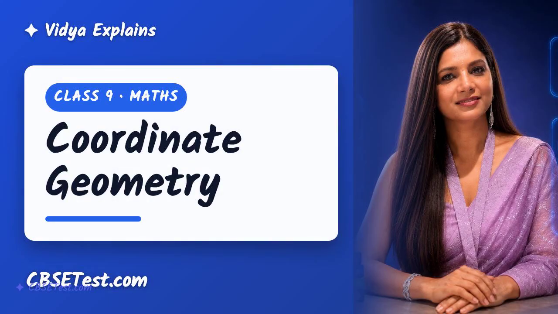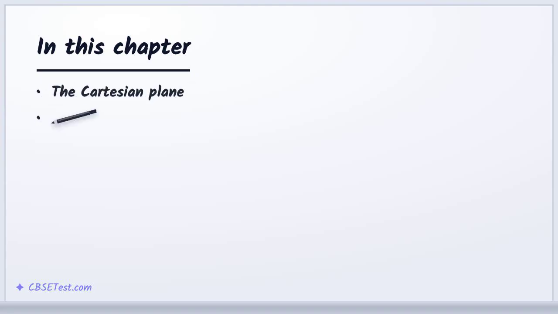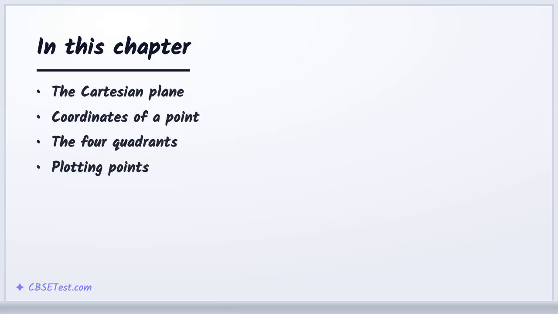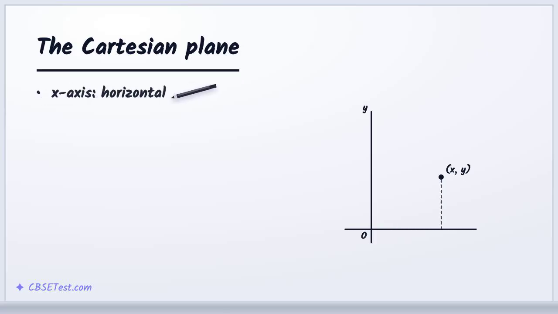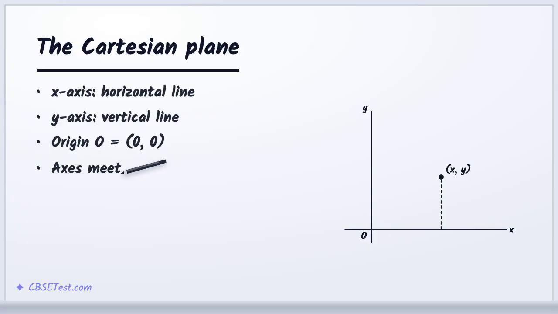Let's learn coordinate geometry together, step by step. Coordinate geometry lets us describe the position of any point using numbers. We'll meet the Cartesian plane, learn how a pair of numbers fixes a point, and practice plotting points in the 4 quadrants.